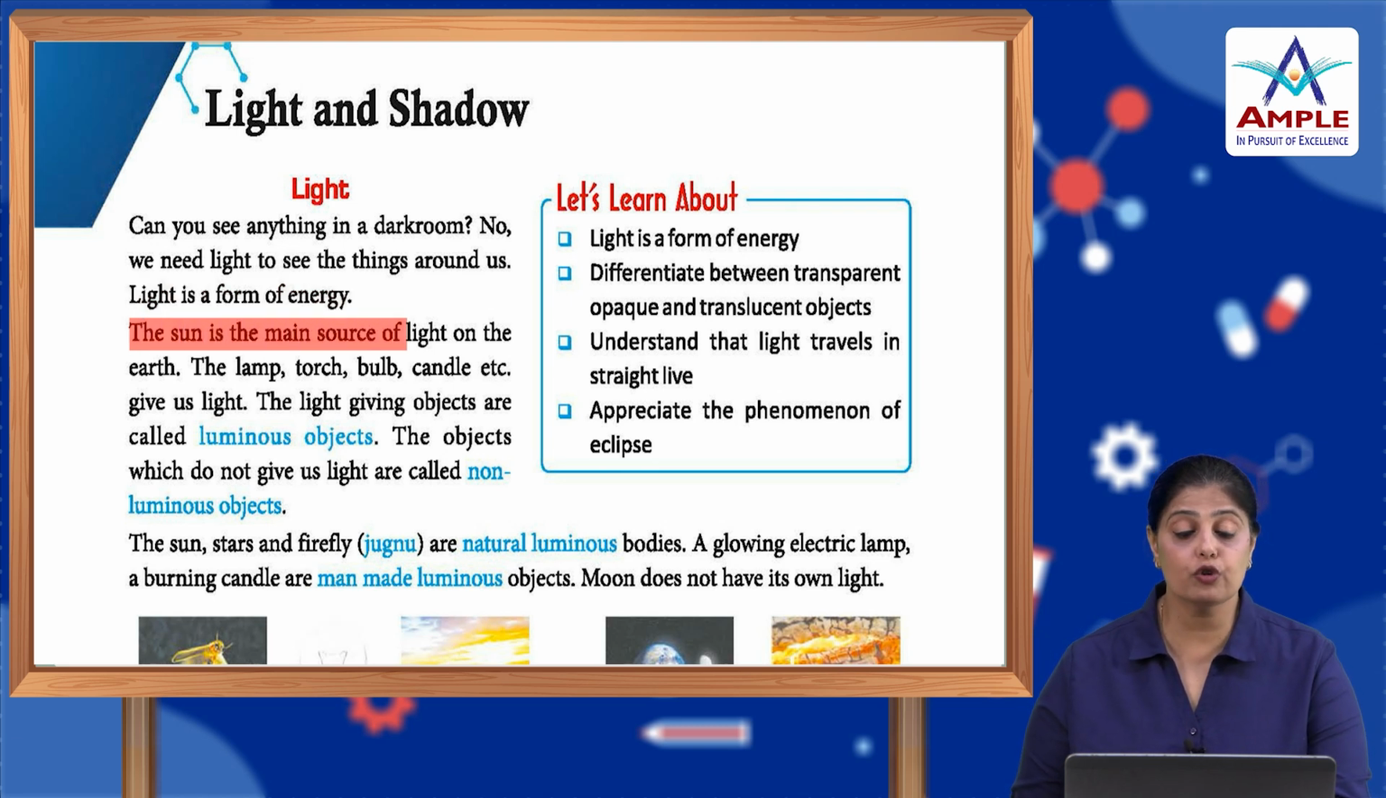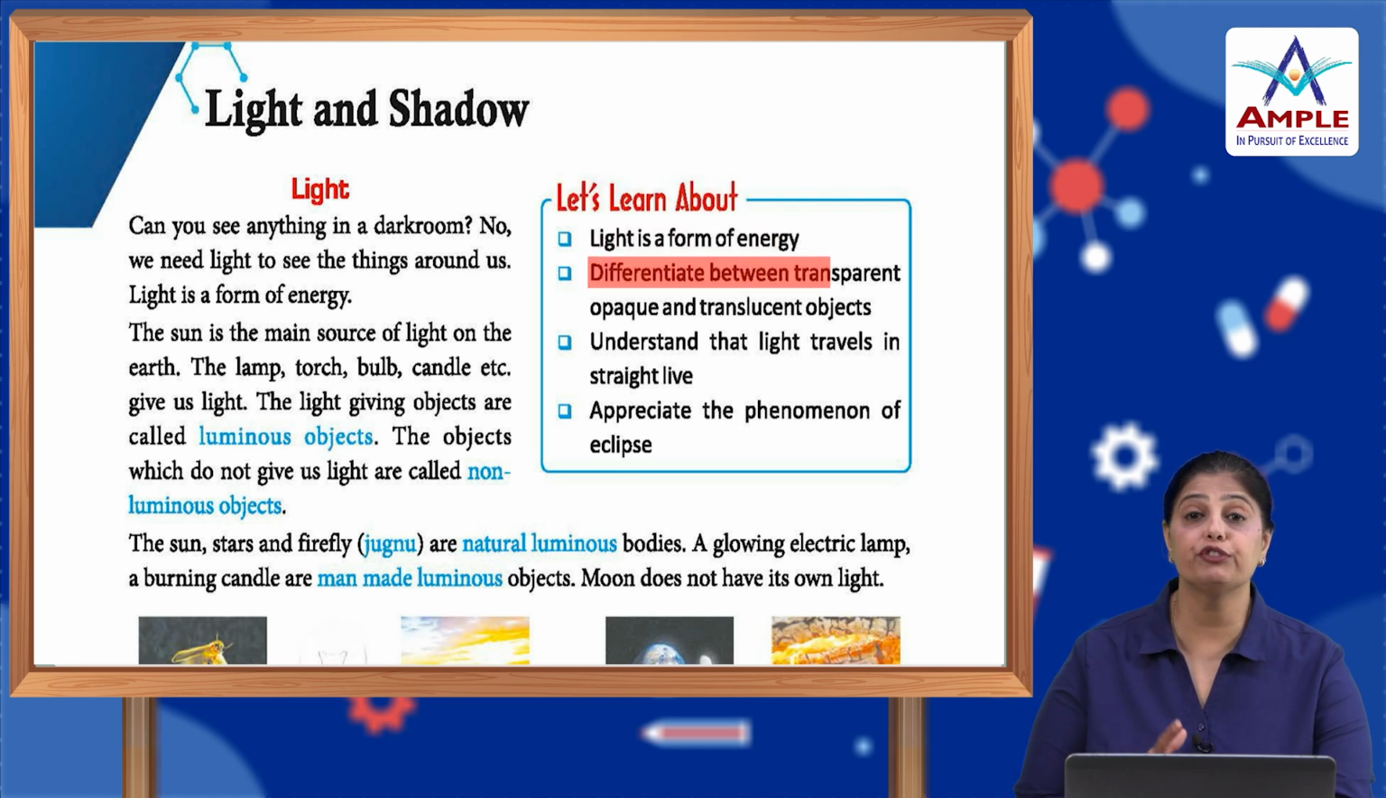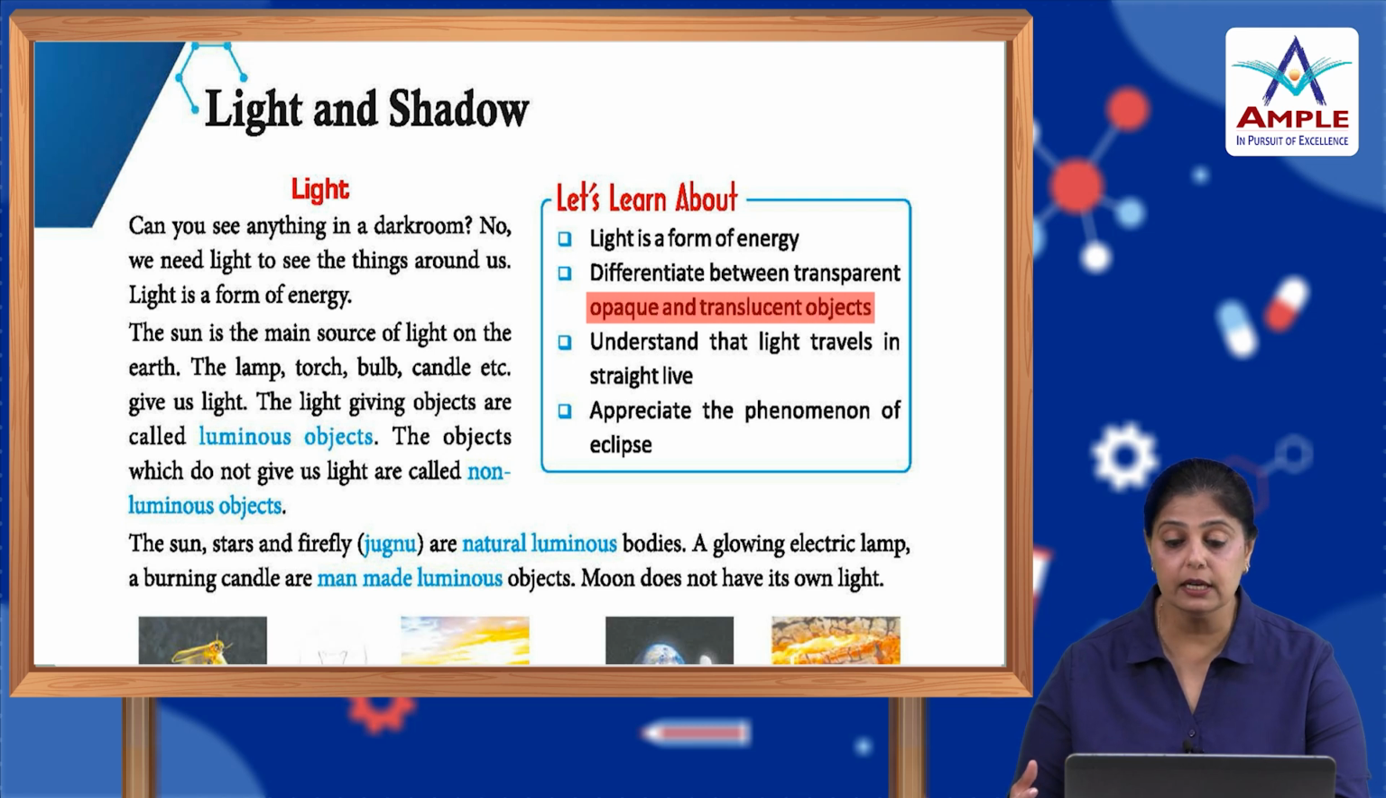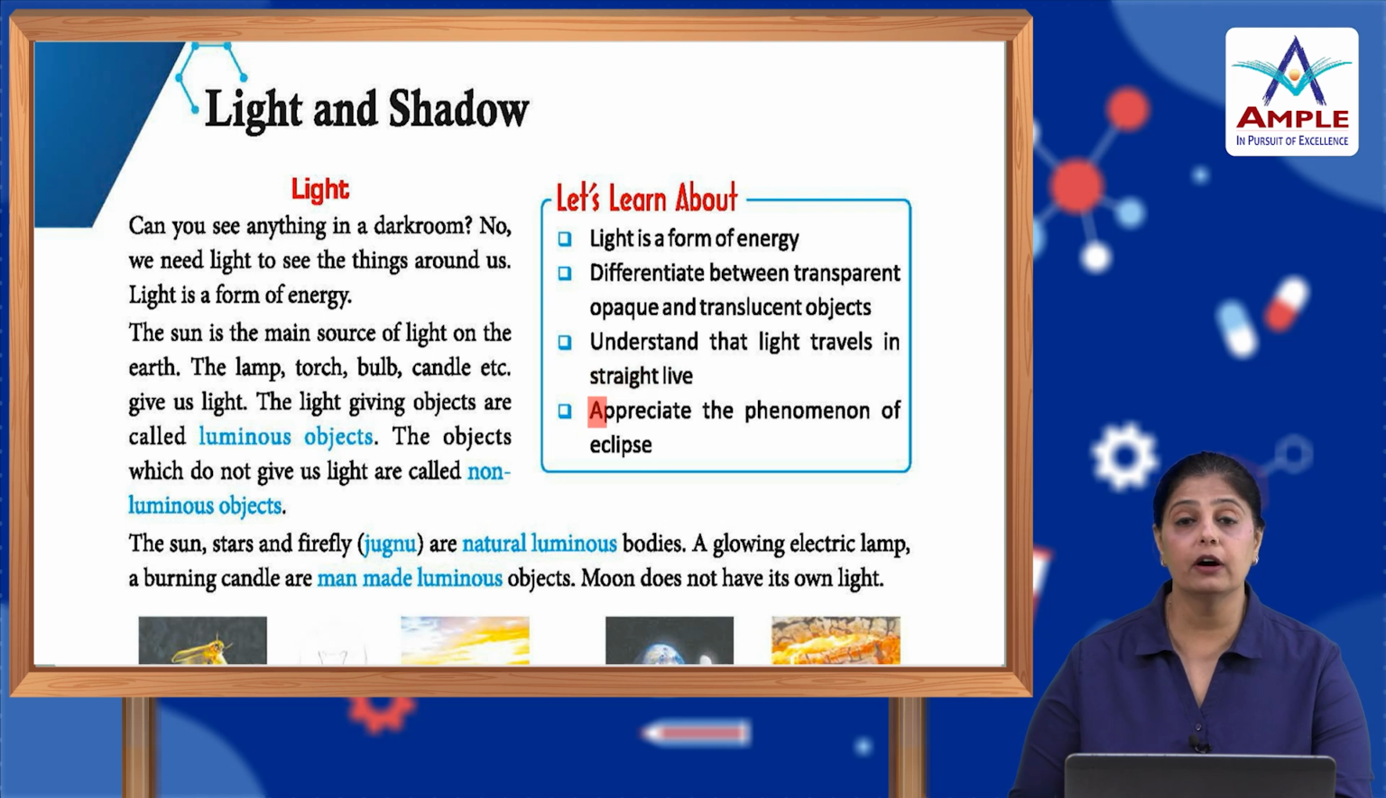Sun is the main source of light on the earth. The lamp, torch, bulb, candle, etc. they give us light. The light giving objects are called luminous objects, and the objects that do not give us light are called non-luminous objects. So children, in this chapter, we will learn about light as a form of energy. We will differentiate between transparent, opaque and translucent objects. We will understand that light travels in a straight line, and we will appreciate the phenomenon of eclipse.